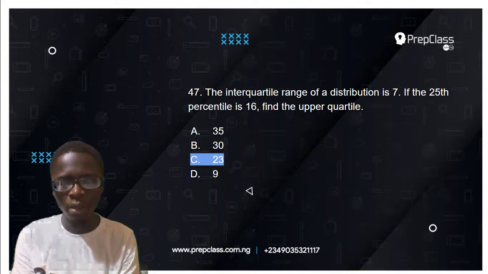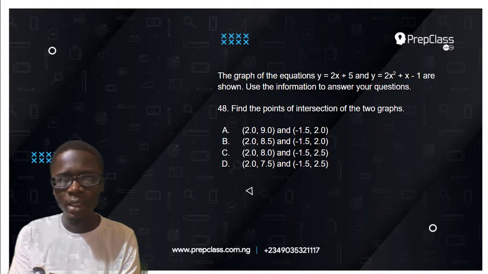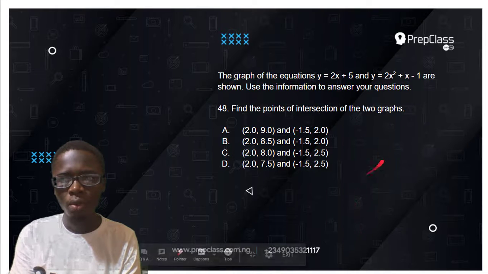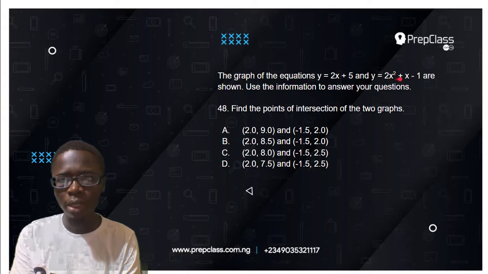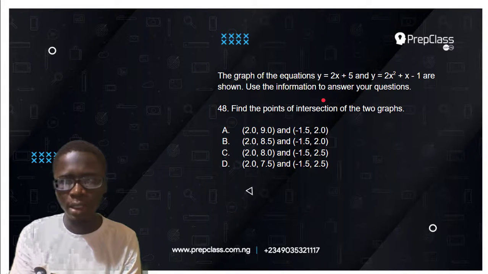Proceeding to question number 48, it says the graph of the equation y is equivalent to 2x plus 5 and y is equivalent to 2x squared plus x minus 1 as shown. Use the information to answer your question. So here we're required to use the information on the graph to answer questions 48 to 49, and the graph will be shown to us in the next slide.